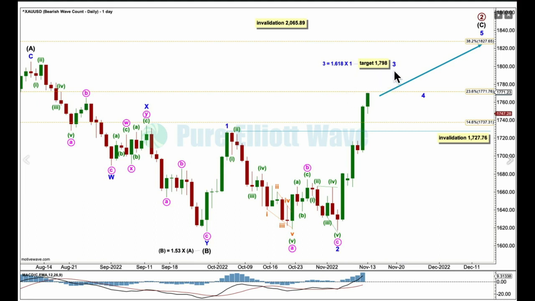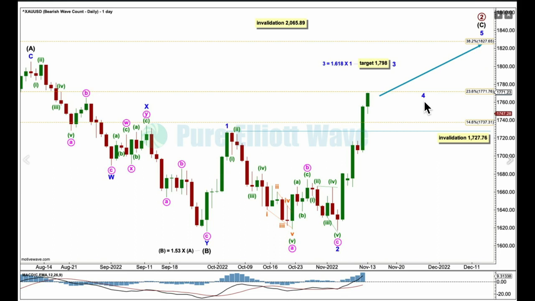When minor 3 is complete, a pullback or consolidation for minor 4 may not move into minor wave 1 price territory below 1727.76. The final target for intermediate C at this point is the 0.382 Fibonacci ratio of primary wave 1 at 1827.65. When I have minor waves 3 and 4 within intermediate C complete and I know where the fifth wave starts, then I can add to the target calculation at another degree.